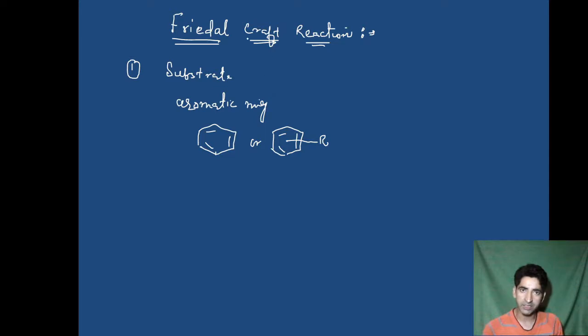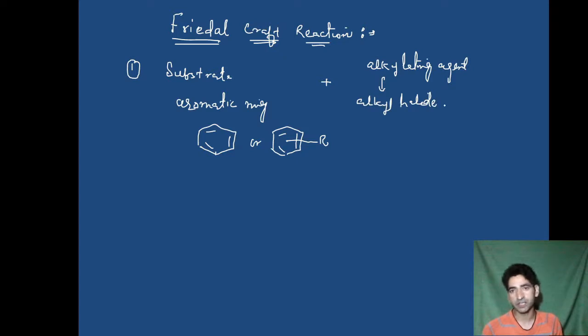And this benzene ring in Friedel-Crafts reaction is alkylated, so we should have an alkylating agent. Now what is our alkylating agent? It may be an alkyl halide like RX, where X is a halogen, like RCl, RBr, RI. Or it may be an alkene, or an alcohol.